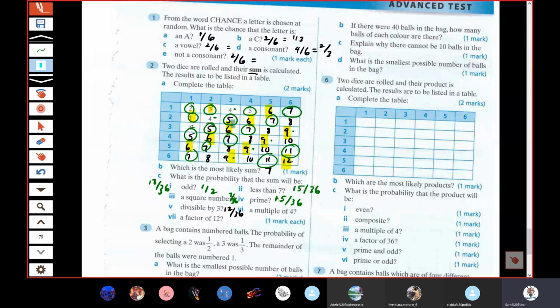A multiple of 4. A multiple of 4 would be 4, 8, and then of course 12. So what's that? 1, 2, 3, up to 9 out of 36. And then a factor of 12. Well, a factor of 12 will only be 12 itself. Is 1 a factor of 12? Yes, but it's not here actually, so forget it. Factor of 12 is just 12, so 1 out of 36. Any questions about any of those ones that we just did?